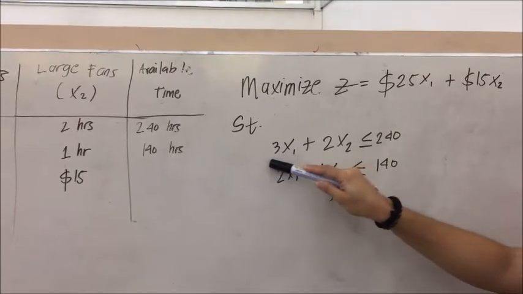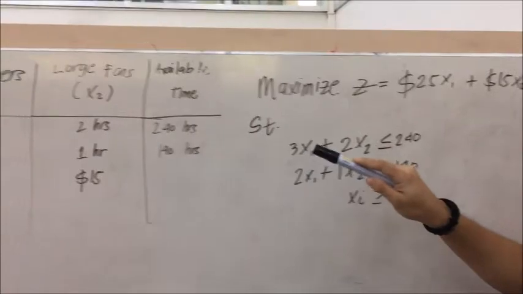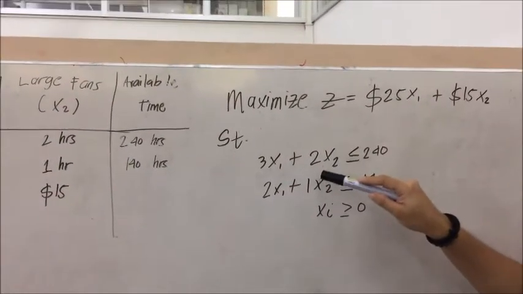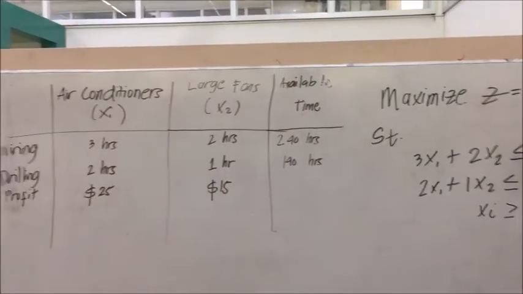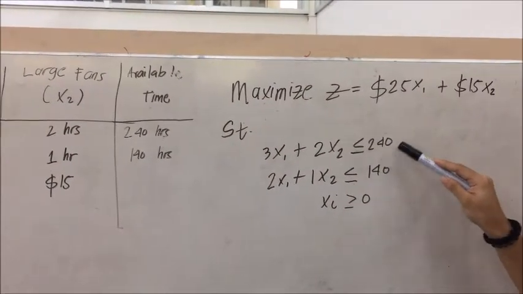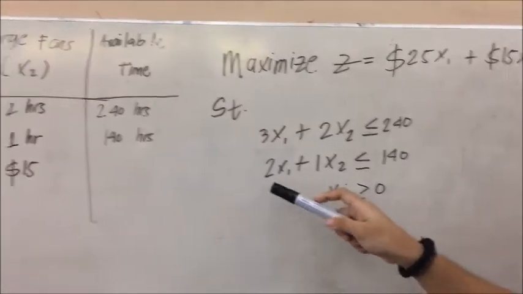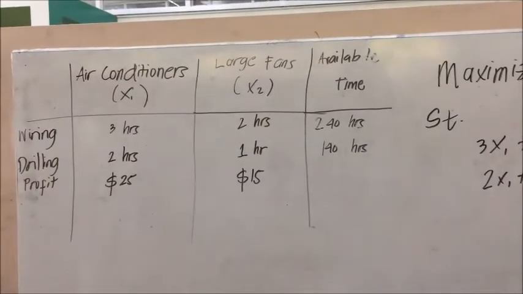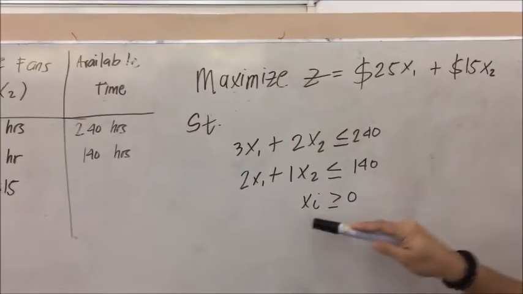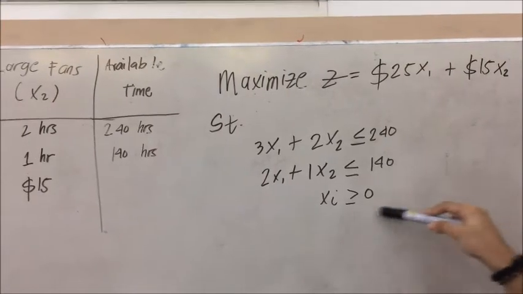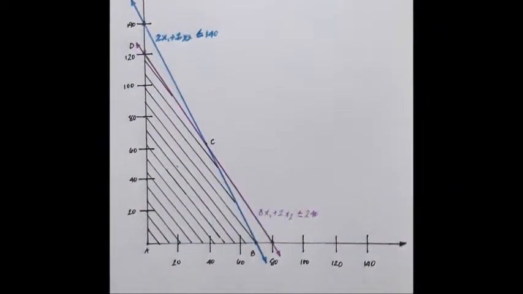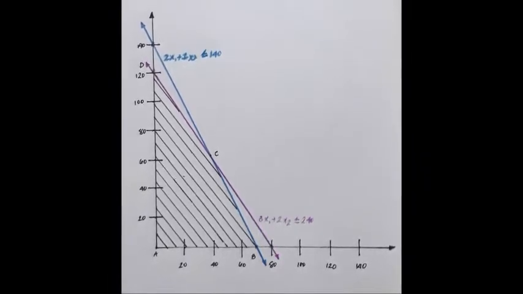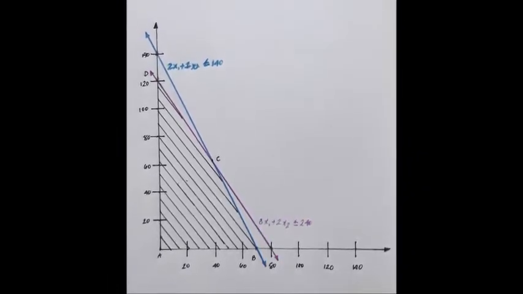So, the first constraint is 3x1, which is 3 hours of wiring for air conditioners, plus 2x2, in which there are 2 hours of wiring for large fans, must be less than or equal to the available time, which is 240 hours. Same goes with the second constraint, which is 2x1 plus 1x2 less than or equal to 140, and xi must be greater than or equal to 0. After formulating the objective function, we should graph the two constraints in order for us to know which of them gives us the highest profit.